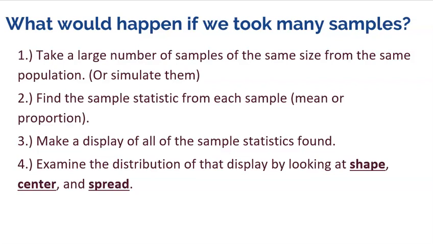So let's just walk through this, right? First, we would have to take a large number of samples of the same size from the same population. If we don't actually do it, we could simulate doing it. Then we would find the sample statistic for each sample, either a mean or a proportion. You cannot do both at the same time.